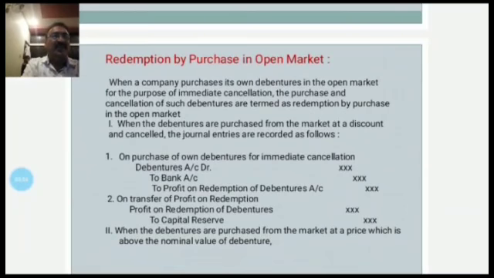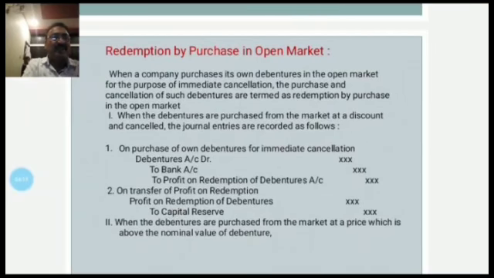When a company purchases its own debentures in the open market for the purpose of immediate cancellation, the purchase and cancellation of such debentures are termed as redemption by purchase in the open market. When the debentures are purchased from the market at a discount and cancelled, at discount means when the shares are issued at less than the face value, the journal entries are recorded as follows.